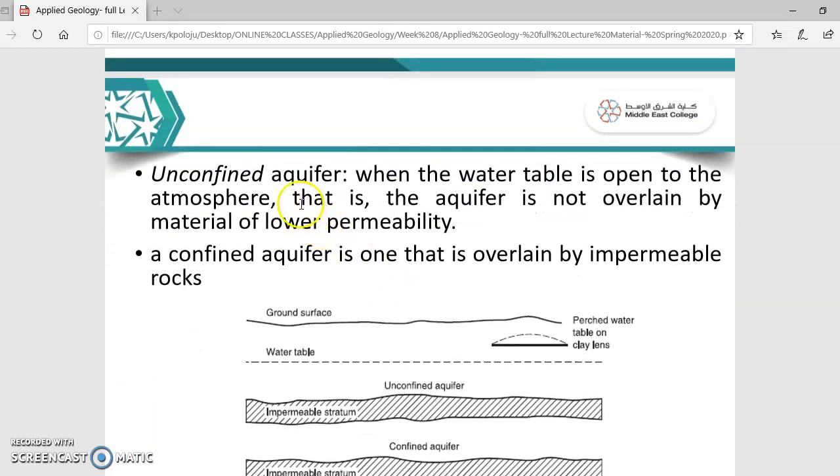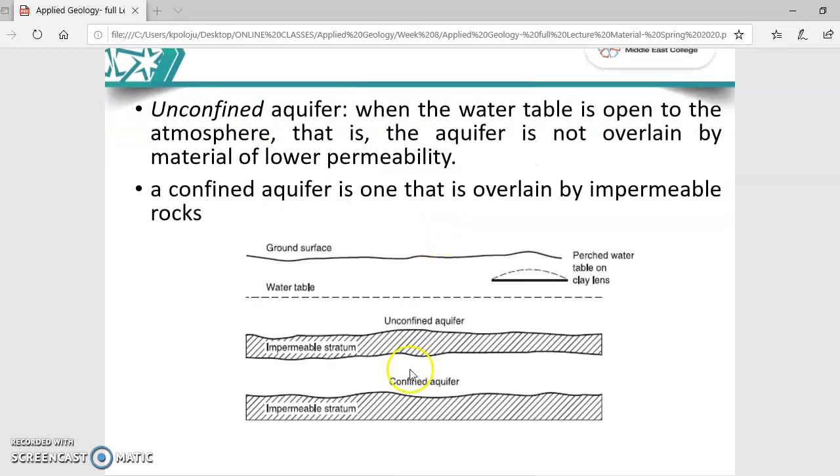There are two types of aquifer, unconfined aquifer and confined aquifer. If you see the picture here, this is the unconfined aquifer and this is the confined aquifer. This is the ground surface and this is the water table. If you see here, both aquifers are present below the water table. If you see the picture, you can understand much better. A confined aquifer is one that is overlain by impermeable rocks.